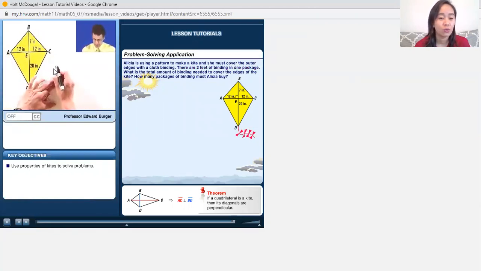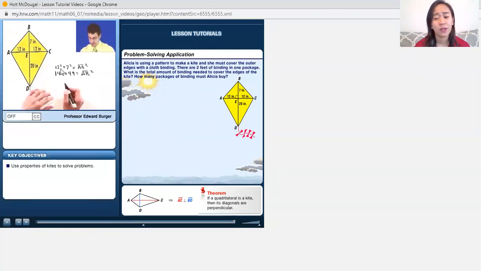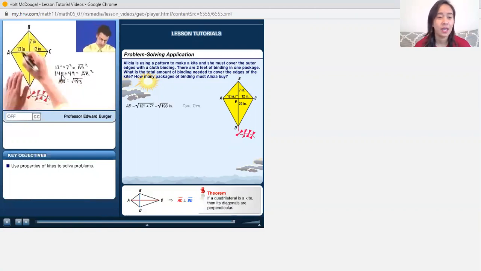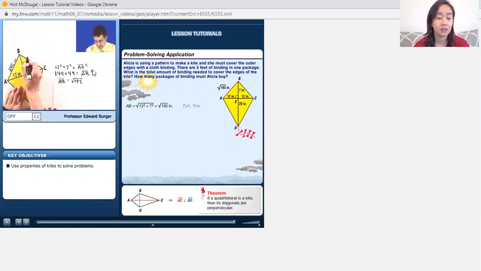So you do 12 squared plus 7 squared is equal to that hypotenuse squared, or that AB, okay? So that's 144, that's 12 squared, and then 7 squared is 49. When you add them, that's 193. If you don't know where to press squared, you can just do 12 times 12 and then 7 times 7. That's the same. So 144 plus 49, that's 193. Get the square root because you're only looking for AB.